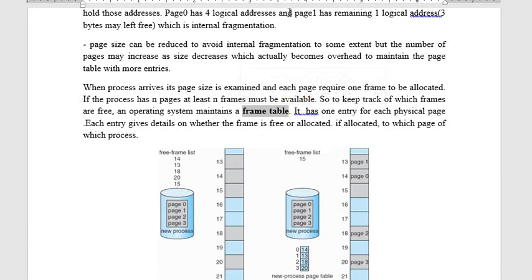As we have the page table, similarly with respect to the frames, we have a frame table. It has one entry for each physical page. That entry will give you details on whether the frame is free or allocated, and if it is allocated, to which process and which page of which process. All these details are provided under the frame table.